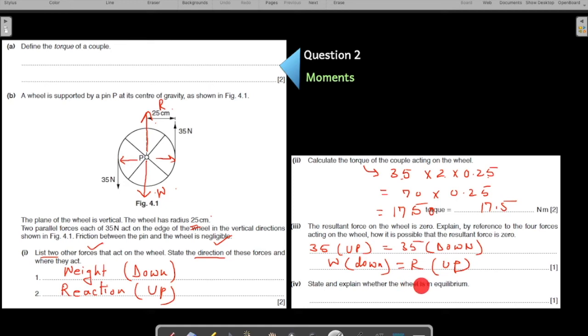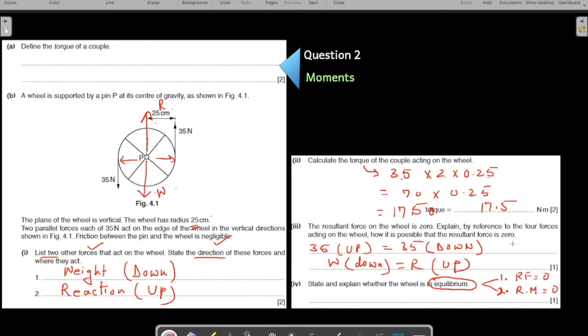State and explain whether the wheel is in equilibrium. We know that the resultant force is 0. For any object, any body, any mass to be in equilibrium, there are 2 conditions that need to be fulfilled. What are the 2 conditions? Go through the theory video on the conditions of equilibrium. The link is attached in the description box to understand it properly. The 2 conditions of equilibrium: the resultant force should be equal to 0. The resultant moment should also be 0.